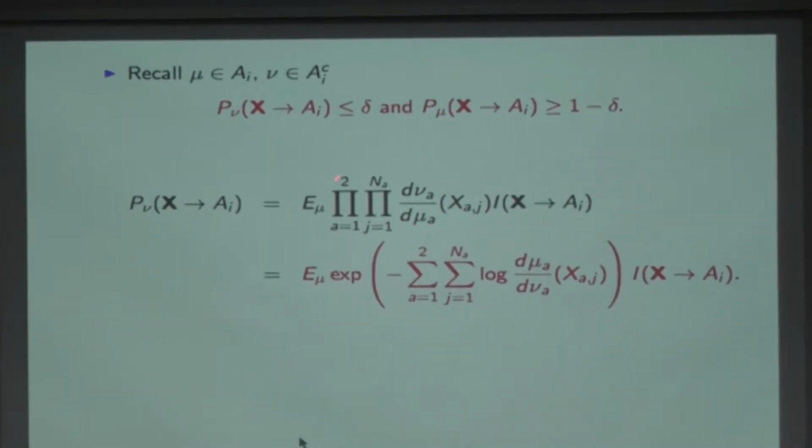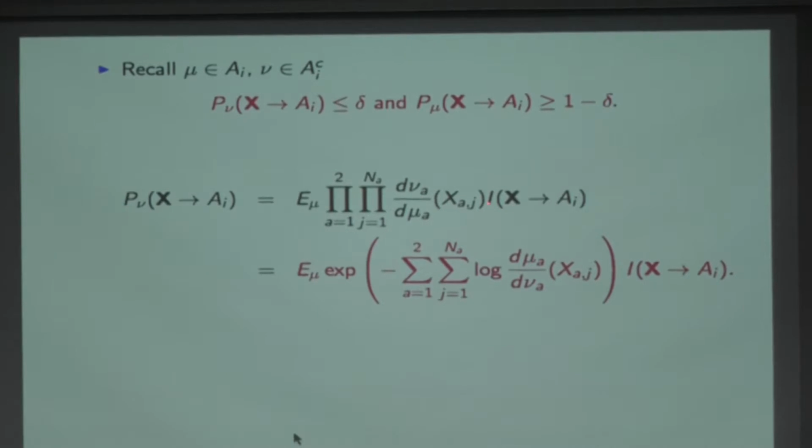This is my likelihood ratio, and this is the indicator that x was seen and was announced to belong to A_i. This likelihood ratio is just a product of individual densities. Whenever I generated this X_aj sample, under mu its density is given by this form here, under nu it's given by this form, so I correct by having this likelihood ratio. But the point is this is a product of many terms. The product, if I exponentiate it, just becomes a sum. This is just a log here, sum over j equal to 1 to N_a, a equal to 1 to 2.